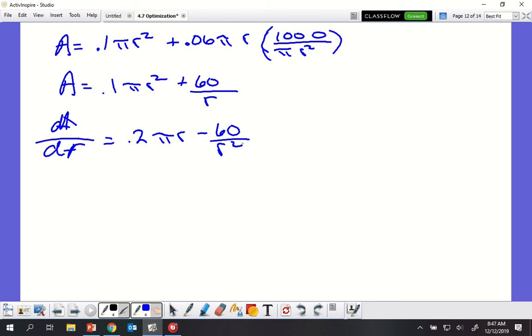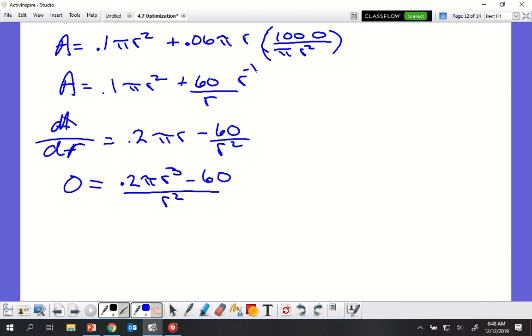Okay, common denominator. So 0 equals 0.2 pi r cubed minus 60 over r squared. Why are we subtracting? My r is in the bottom, right? If it goes up, it becomes r to the negative 1, and when I take the derivative, it becomes minus, and on the bottom it becomes r squared. I'm sorry, I put a couple moves together right here.